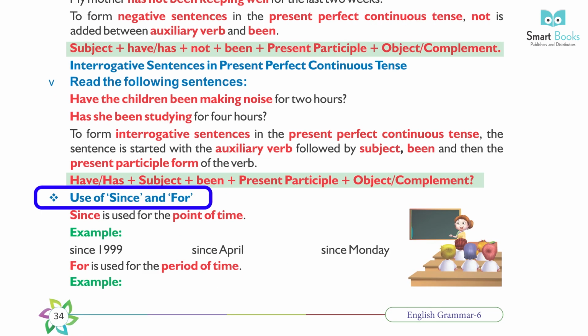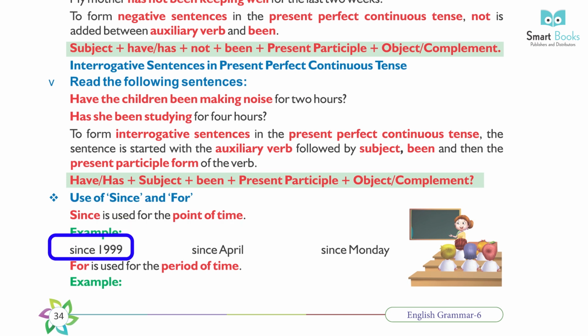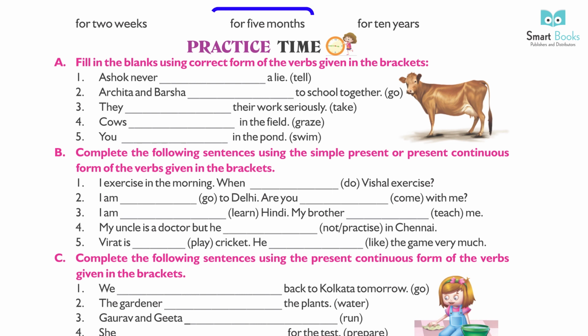Use of since and for. Since is used for the point of time. Example, since 1999, since April, since Monday. For is used for the period of time. For 2 weeks, for 5 months, for 10 years.